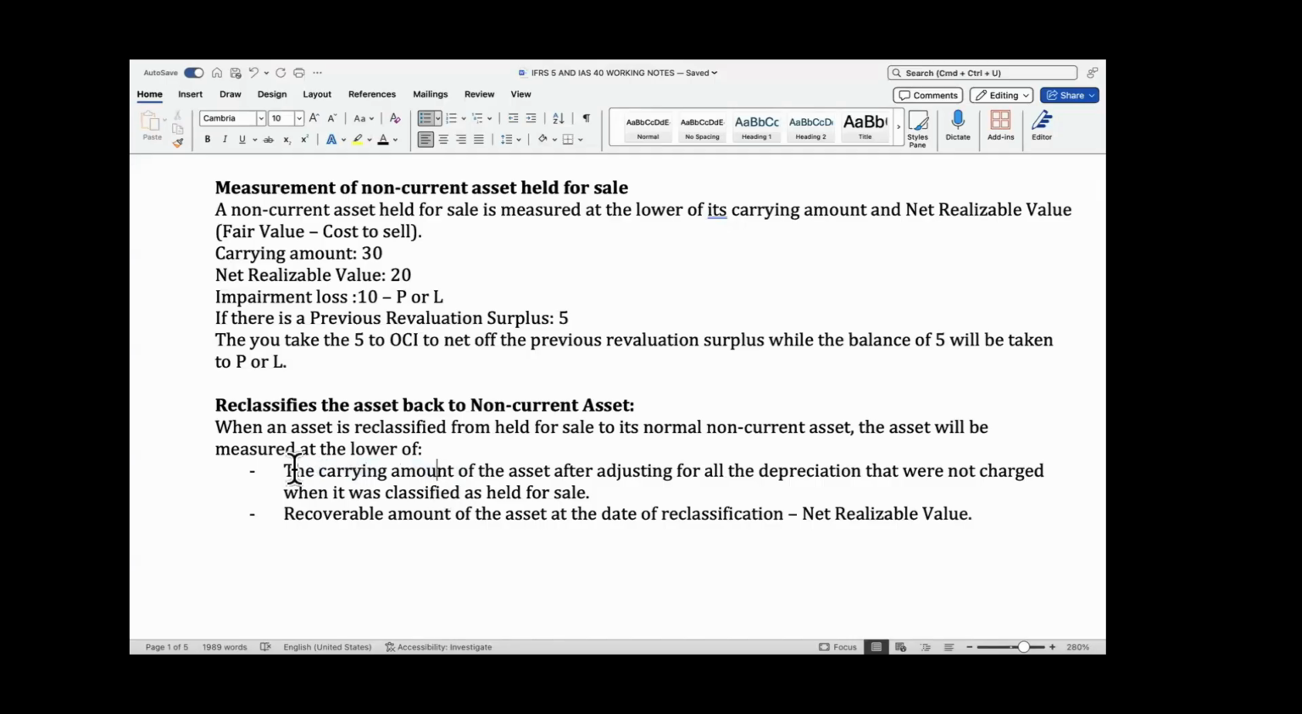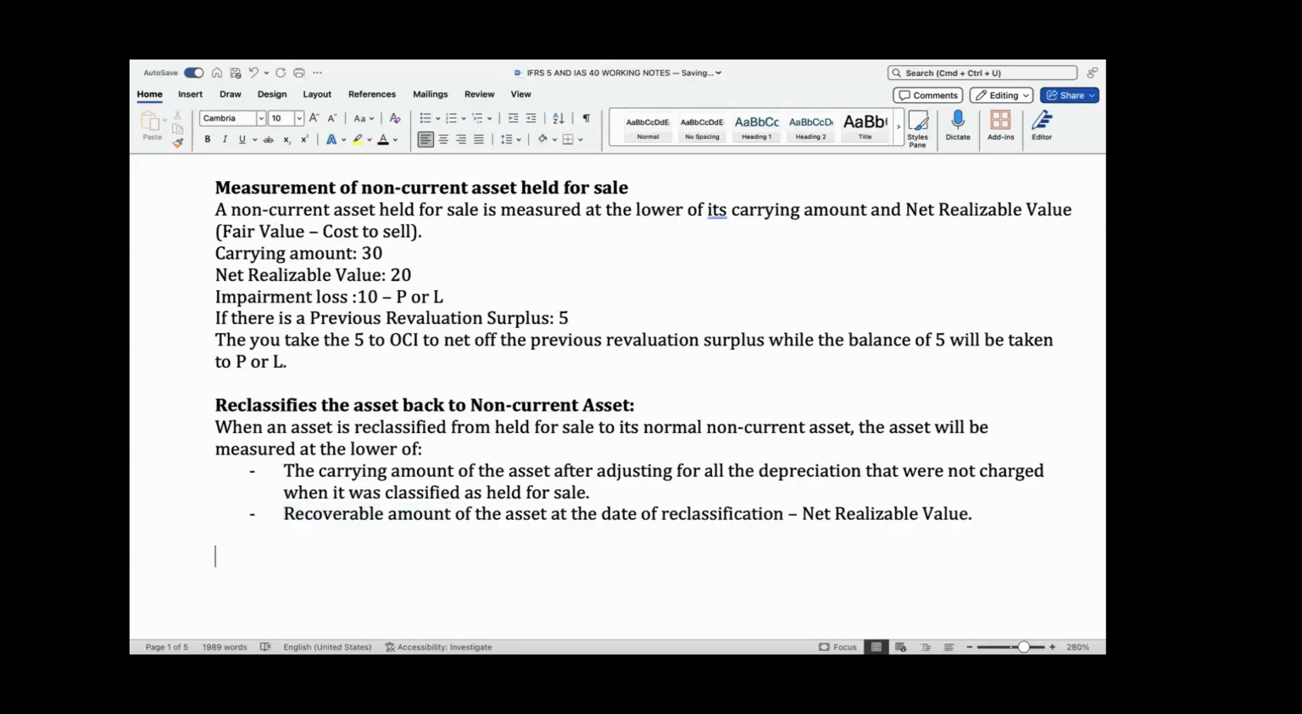And don't overlook this second point, the recoverable amount of the assets. You are actually looking at the lower of the two. So don't concentrate only on the carrying amount after removing all the depreciation you did not charge. Also get the recoverable amount of the assets and take the lower of the two. That's what we're looking at. All right, thank you, sir.